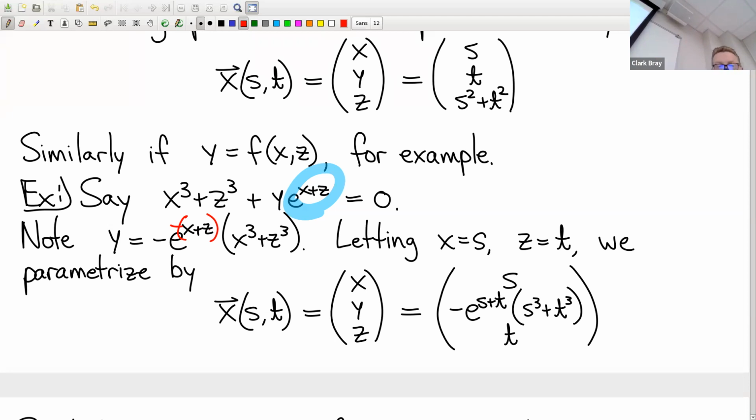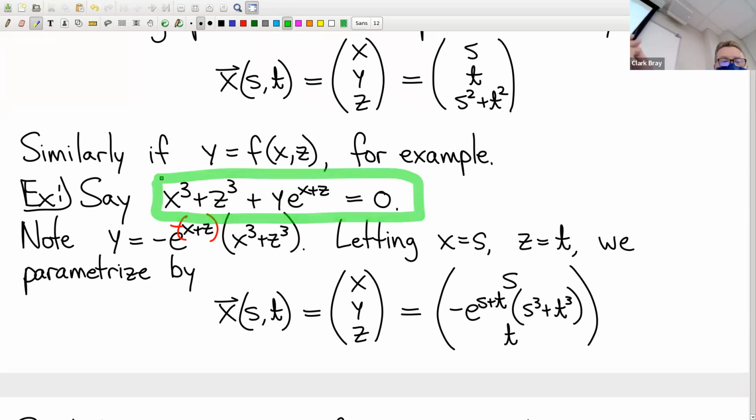Okay, now why did I solve for Y? Oh, I shouldn't erase that. I should leave that there. But why did I solve for Y in this equation? We started off looking at this equation. How come I solved for Y? Why didn't I just solve for Z like a normal person, right? Isn't Z supposed to be the one that you solve?